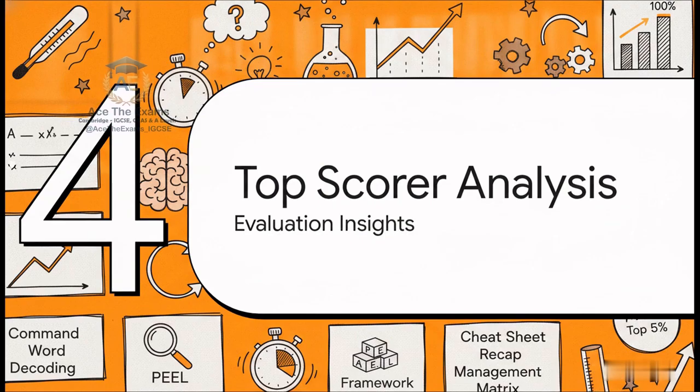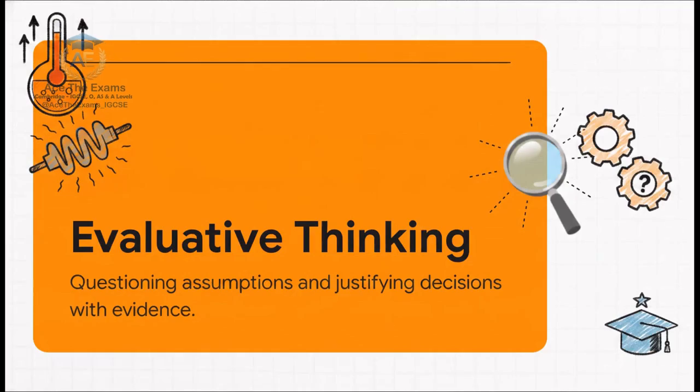We are going to dissect the critical analysis techniques that separate the good physics candidates from the elite top-scoring candidates. The top 5% of candidates in the world don't just know the facts, they know how to deeply evaluate physical systems. We've talked about the complete physics answering system. Rule 1, command word decoding. Rule 2, meticulous PEL framework application. And Rule 3, a time management matrix that ensures you don't spend 20 minutes on a 3-mark question. But to reach the absolute highest grade boundaries, you must demonstrate evaluative thinking.